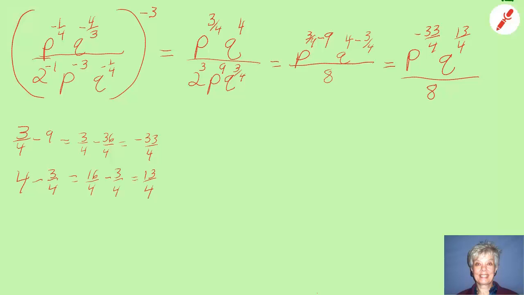Now notice that P is raised to a negative power. We're going to take the P term and move it to the denominator where its power will become positive. So my final answer is going to be Q to the 13/4 power in the numerator over 8 times P to the positive 33/4 power.